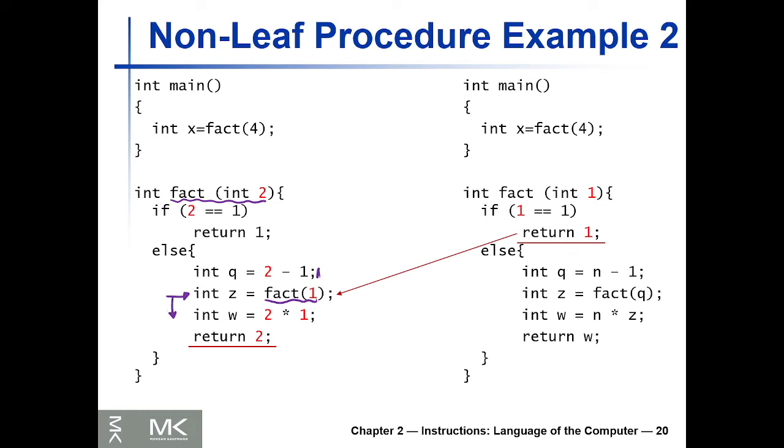So now int w equal to nz. Remember this is nz. N is 2 in that case and z become 1. So we're gonna return 2. Return to what? Return to the function that called fact int 2, which is fact int 3. This is a recursion.